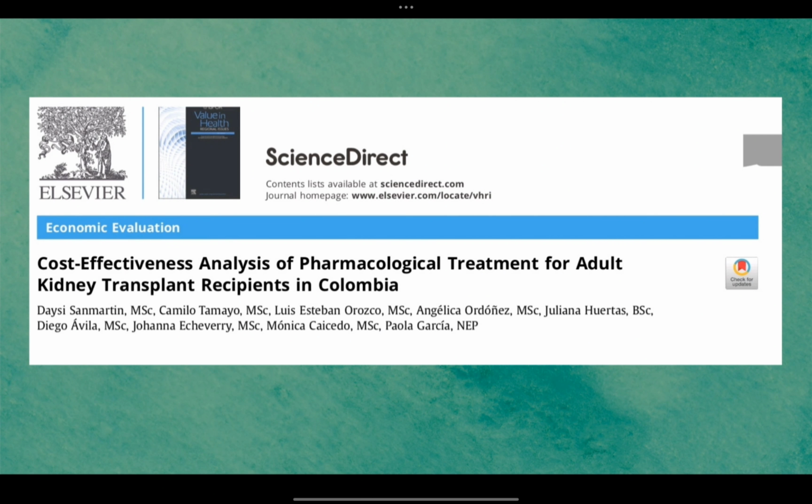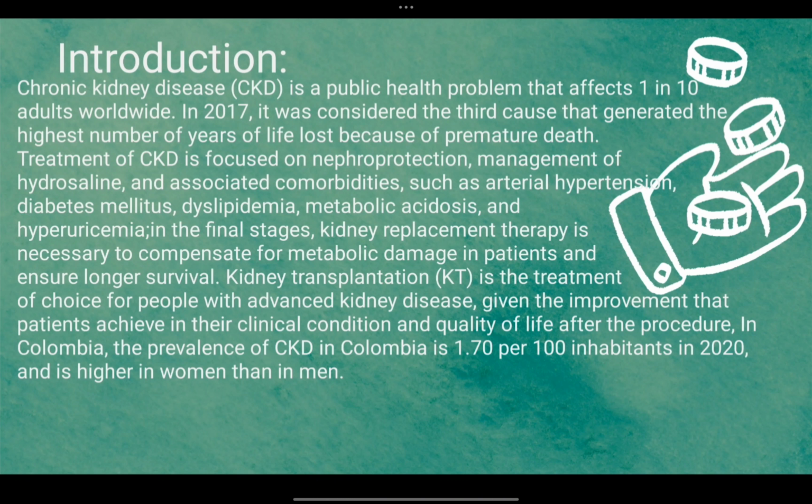Chronic kidney disease is a public health problem that affects 1 in 10 adults worldwide. In 2017, it was considered the third cause that generated the highest number of years of life lost because of premature death. Treatment of chronic kidney disease is focused on nephroprotection, management of hydrosaline balance and associated comorbidities, such as arterial hypertension, DM, dyslipidemia, metabolic acidosis, and hyperuricemia. In the final stage, kidney replacement therapy is necessary to compensate for metabolic damage in patients and ensure longer survival.